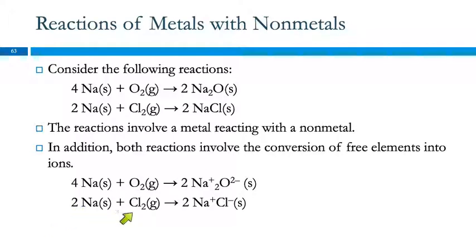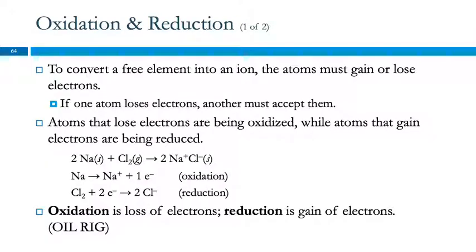Here, the sodium and the chlorine are reacting. Now we have sodium ions and chloride ions. There were not ions before. Electrons were transferred. So to become an ion, an atom must either gain or lose electrons.